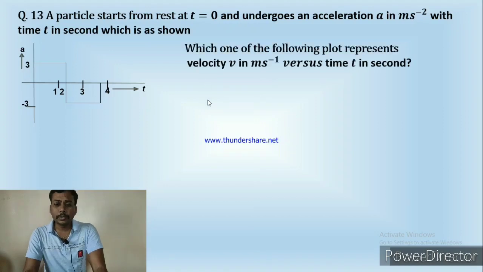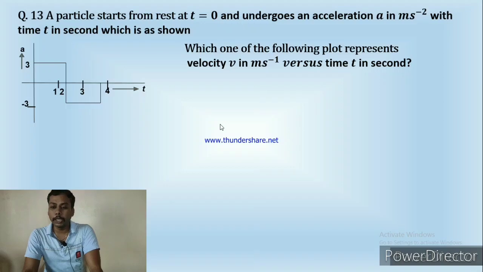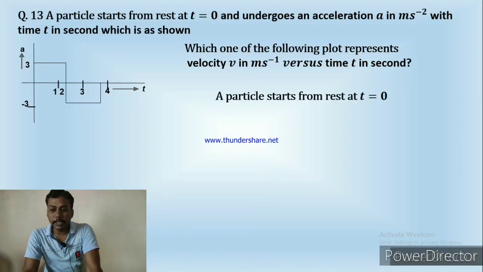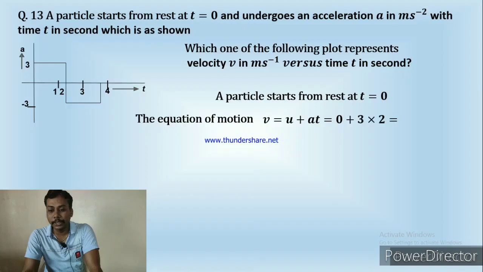So which one of the following plots represents velocity v in meter per second versus time? Let's see how we plot the graph here. A particle starts from rest at t equal to 0. Okay, the equation of motion is v equal to u plus at, that is equal to initial u 0, 0 plus a, which is 3, into 2, because here a is 3. See in the diagram the a is given 3, so put a equal to 3, that is 6 meter per second. So the final velocity is how much? 6 meter per second. So v dash is equal to v plus at.